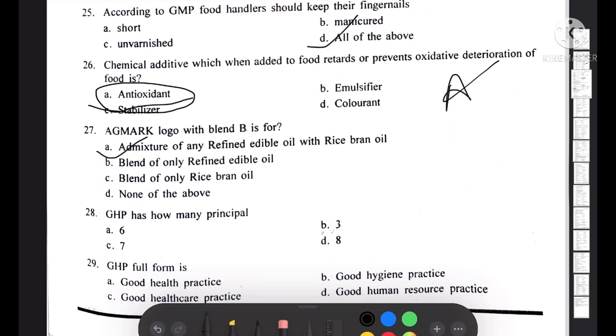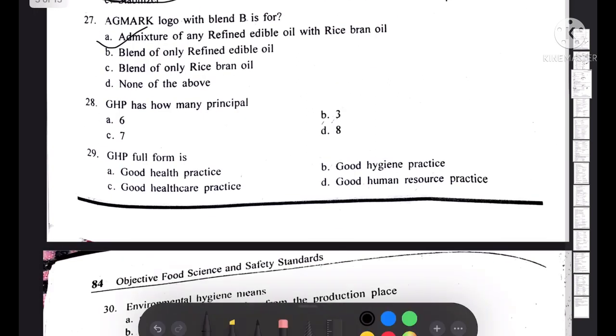Next, GHP has how many principles? The options are 6, 3, 7, or 8. So GHP has 8 principles. This set of preventive controls may include good agricultural practices, GAP, good practice on animal feeding, good manufacturing practices, good hygiene practices, and hazard analysis and critical control point system.